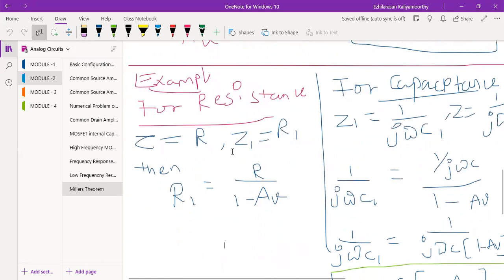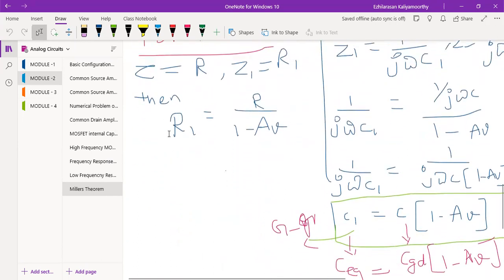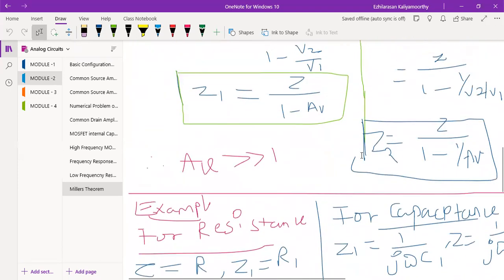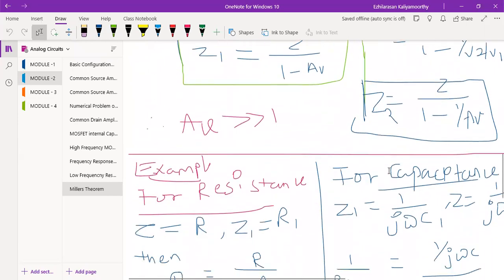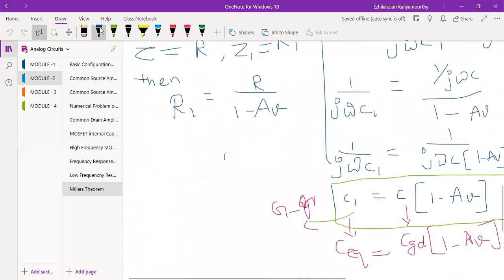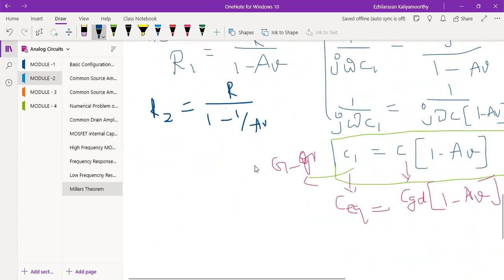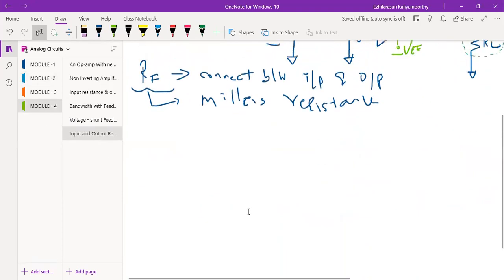So for resistance, I give an example. If I find resistance R1, it will be R divided by 1 minus AB. In the same way, if you want to find R2 on the output side, that is Z2, then R2 is equal to R divided by 1 minus 1 divided by AB. This is the formula we have already given. Now we are going to use it here, so let us see how it will be used.